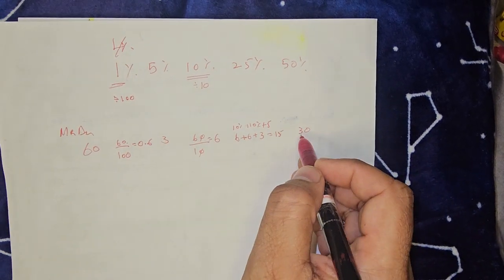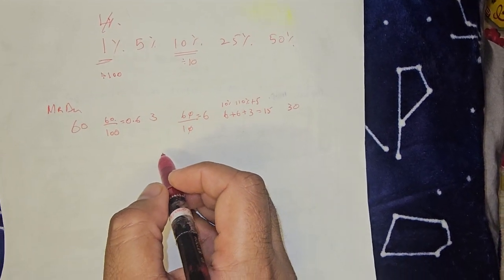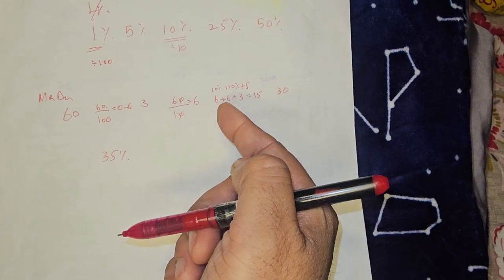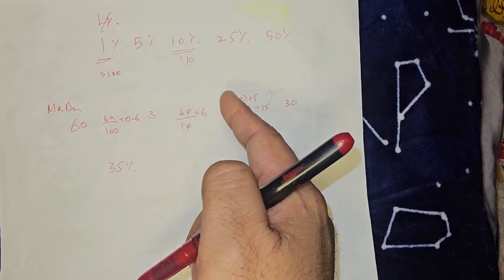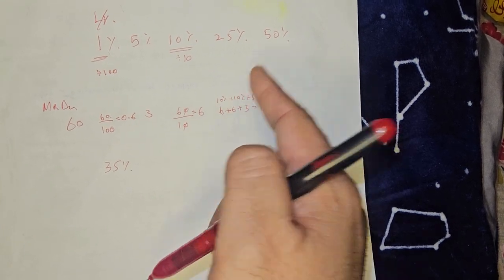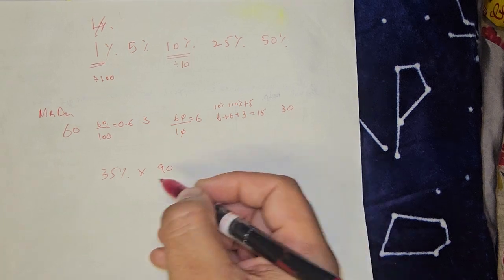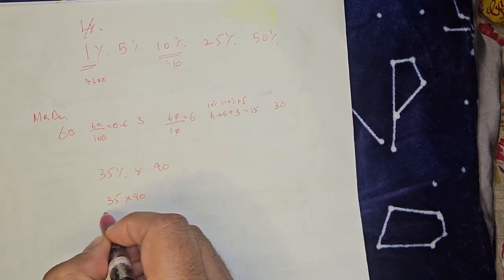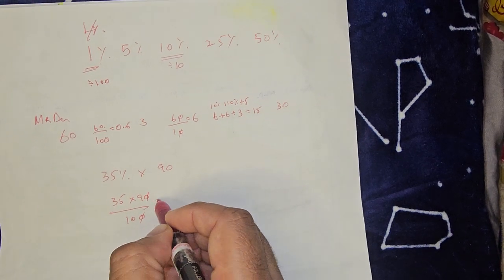So this is one of the methods that we can use. The standard method that we can apply directly is, if I want to find out 35%, for instance, I can say 10% plus 10% plus 10% plus 5%. But here, let's say 35% of 90, for instance. In this case, I will simply say 35 times 90 over 100. If you can cancel the zeros, cancel the zeros.